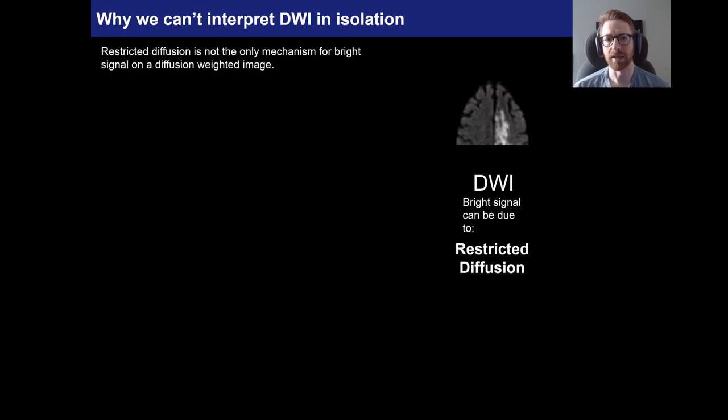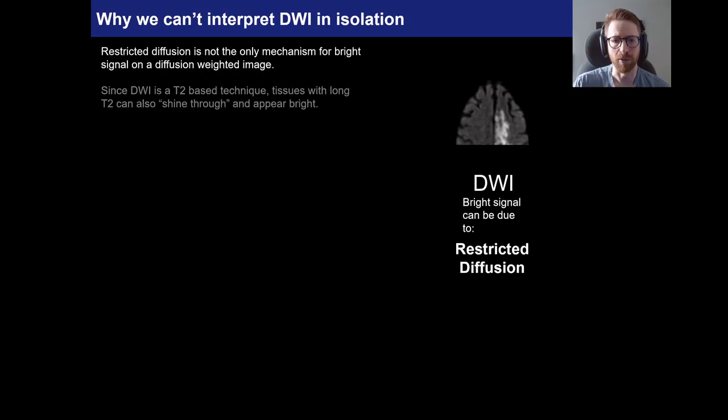Free diffusion is going to appear black. Restricted diffusion is going to appear white. The problem is that you can also have white signal on a diffusion-weighted image from tissues that have a long T2. So let's discuss that briefly. The reason is because diffusion-weighted imaging is a T2-based technique. So what does that mean? That means that it has a long echo time.